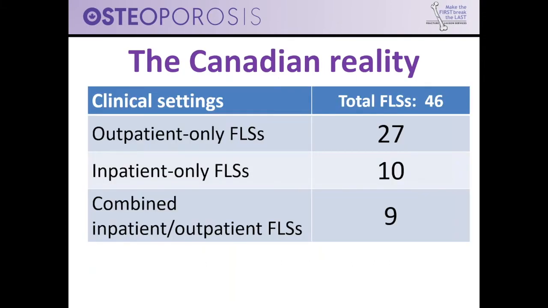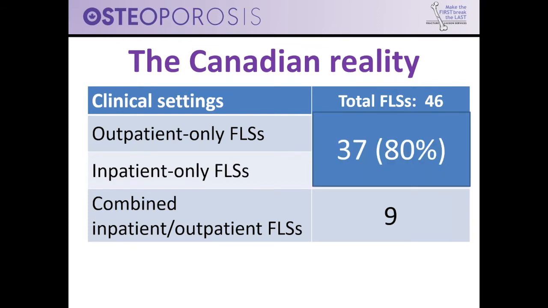So about the Canadian reality, all of our FLSs, we have 46 FLSs in Canada right now. All of them are located in orthopedics. And as you can see, 27 are in outpatient clinics only, 10 are in inpatients only, and only 9 of the 46 are combined inpatient and outpatient FLSs. So to be clear, 80% of the Canadian FLSs are currently limited in scope. They can either target the patients in inpatients only or outpatients only. So that is an important Canadian reality we had to take into account.